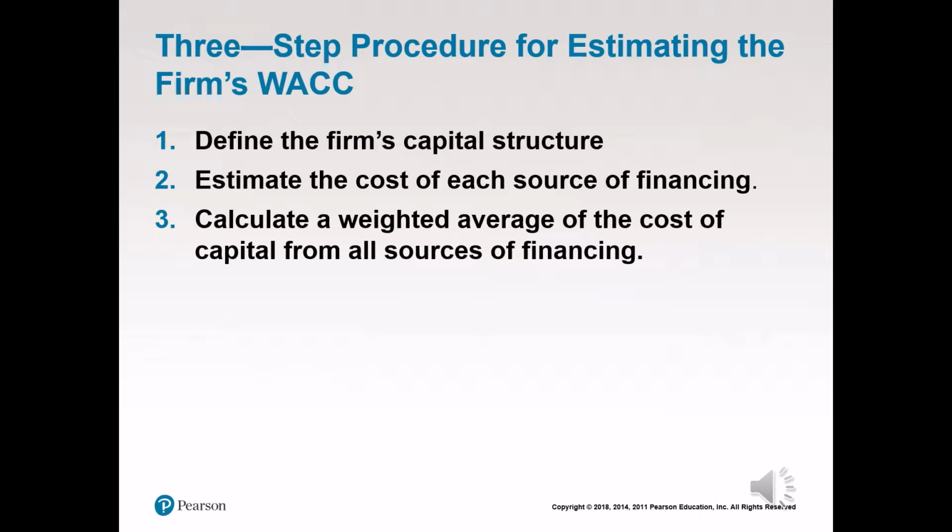Let's review the three-step process in estimating a firm's weighted average cost of capital. First, you define the firm's capital structure. Second, you estimate the cost of each source of financing. And third, you calculate a weighted average cost of capital from all sources of financing.